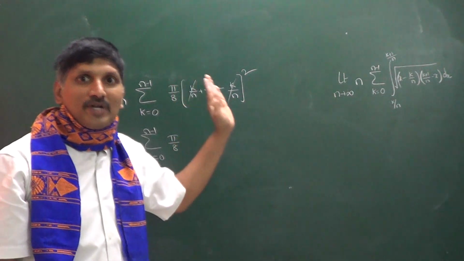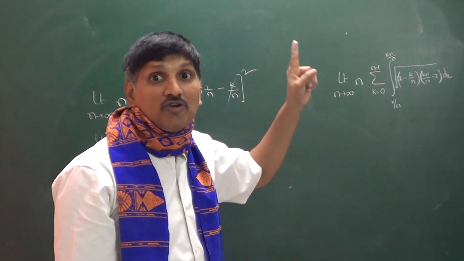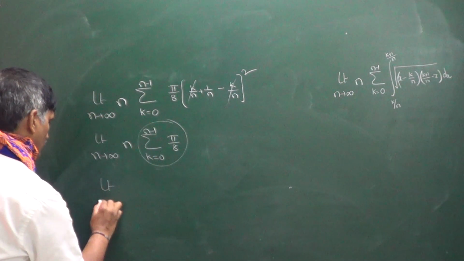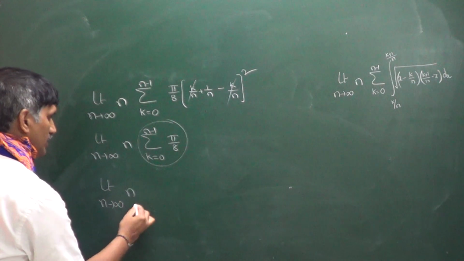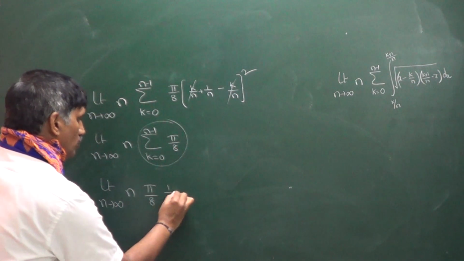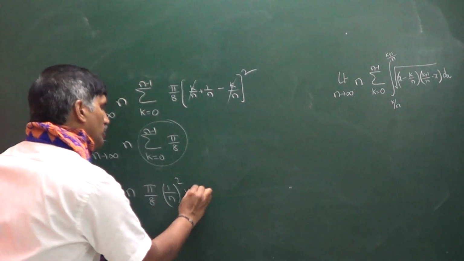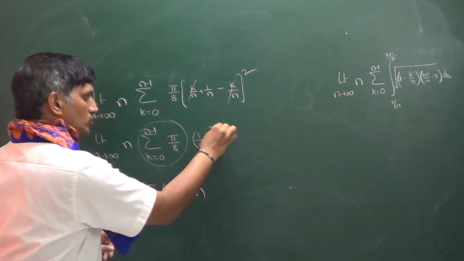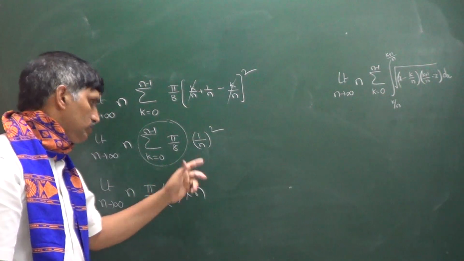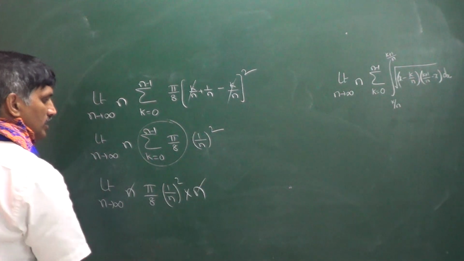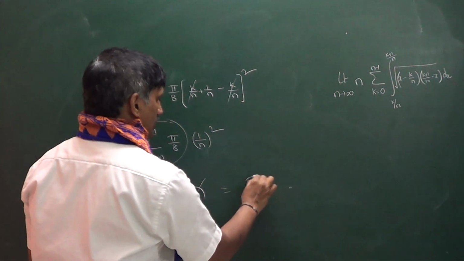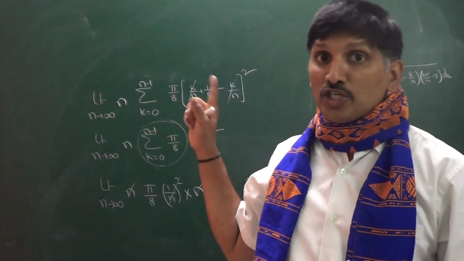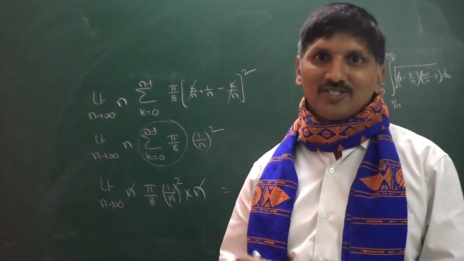(1 by n) whole square plus (1 by n) whole square plus (1 by n) whole square, so you will get it n times. That's why, after removing the summation, we can write this as limit n tends to infinity n into pi by 8 into (1 by n) whole square into n. After removing the summation, the same term appears n times. Now n and n square cancel, and we get the answer as pi by 8. So that is the discussion based on these three particular special results. Okay, bye bye.